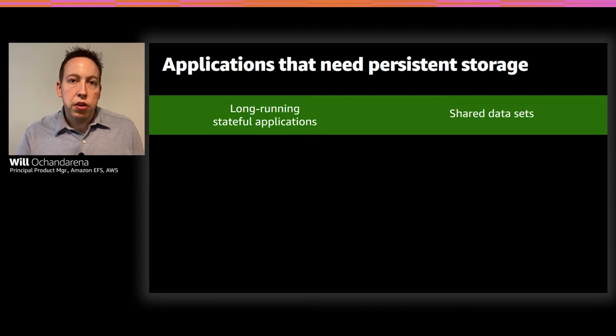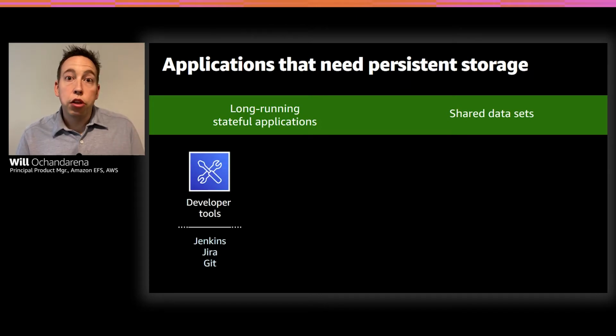The other reason would be you have an application that needs to scale out around a shared data set or share data between different applications, such as a data pipeline. Some examples of existing applications that this is relevant to include developer tools. Developer tools like Git, Jenkins, Jira, Artifactory, and so forth all benefit from the persistent nature of EFS to ensure that your CI/CD pipelines and source code are safe no matter what happens to your containers.